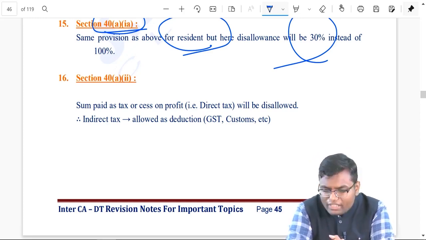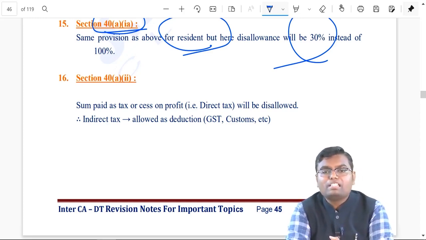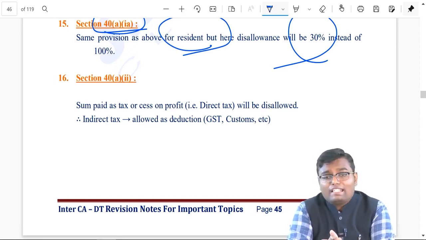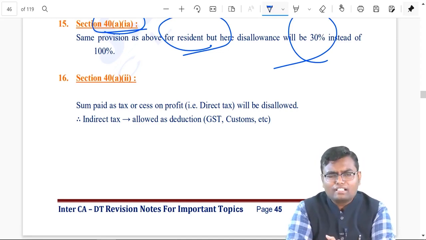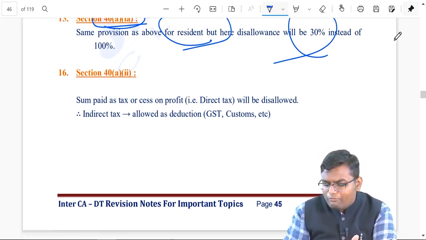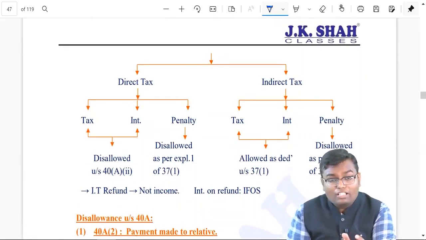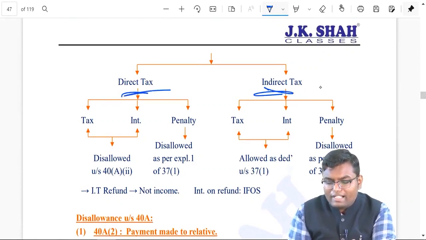You will get no deduction for that while computing PGBP income. But if it is indirect tax like GST, customs, etc., you will get the deduction. So I have prepared a chart: you see what you are paying, what is debited to P&L, direct tax or indirect tax.